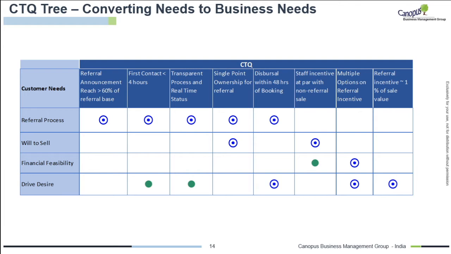The issues, I have taken only a few, around 4 issues or so, to simplify this and show you. And you see how I got those items that I've written on the top. Referral announcements should reach at least 60% of the customers. The first contact with the customer who has been referred, the prospect with whom you're going to be pursuing your sales, should happen in the first 4 hours, and so on. So you have all the other points which are mentioned here.